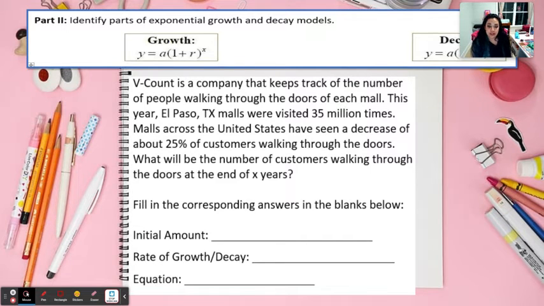All right, we're going to do this one together. It says VCount is a company that keeps track of the number of people walking through the doors of each mall. This year, El Paso, Texas malls were visited 35 million times. Malls across the United States have seen a decrease of about 25% of customers walking through the doors. What will be the number of customers walking through the doors at the end of X years? So we're going to fill in the corresponding answers in the blanks below.